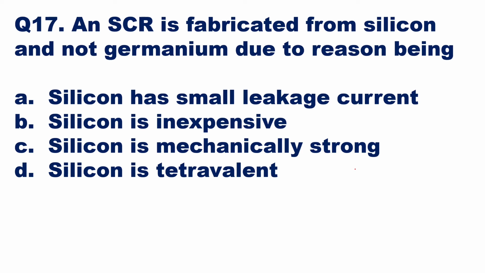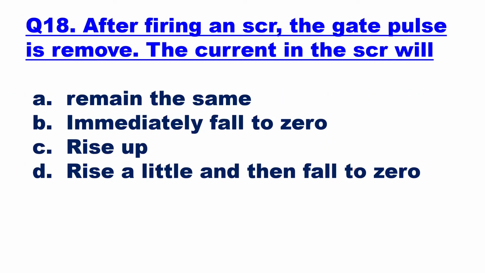So an SCR is fabricated from silicon and not from germanium due to the reason being option A, silicon has small leakage current. So here you can see option A is the right answer. Silicon has small leakage current. Then we'll go to question number 18.